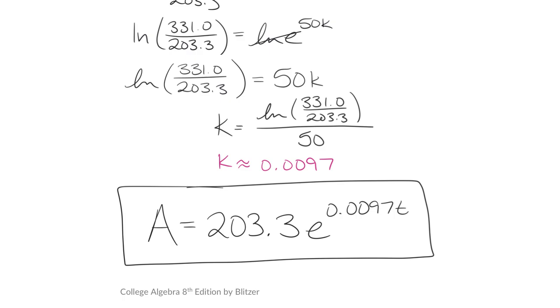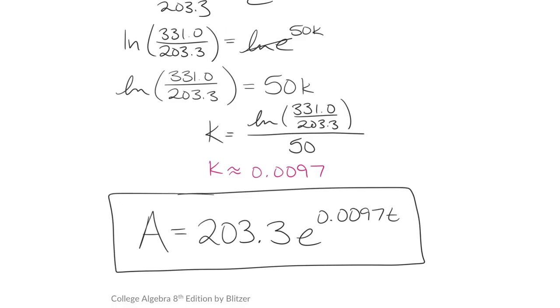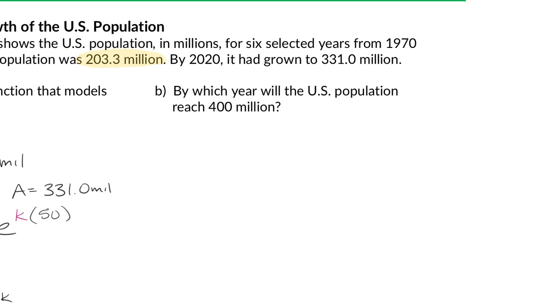Now, because this exponent is positive, and because it's measuring population, we know that this graph is going to show growth. If we go on to the next question, which says, by which year will the U.S. population reach 400 million? We're going to use that formula we just wrote to solve this question. If it says by which year, what variable are we looking for? T. So let's fill in everything we know, leaving t as the variable. We want the amount to reach 400 million when the initial amount was 203.3 times e to the k, which is 0.0097 times t.